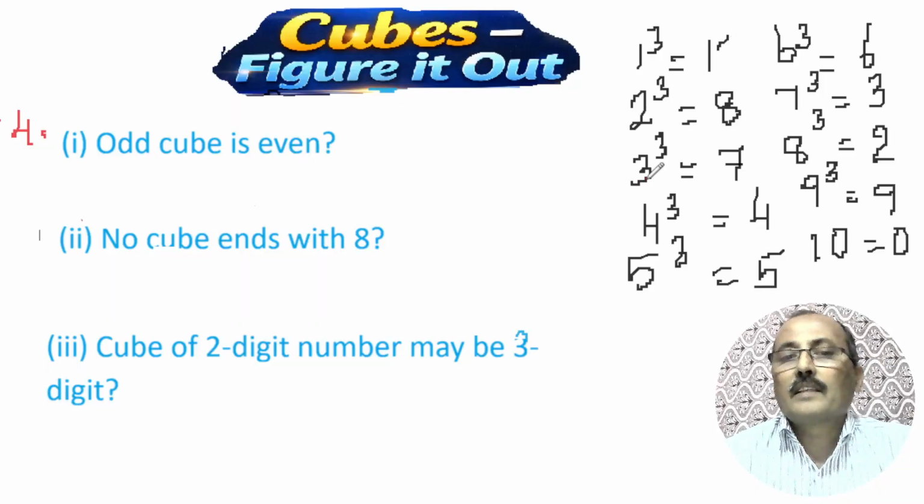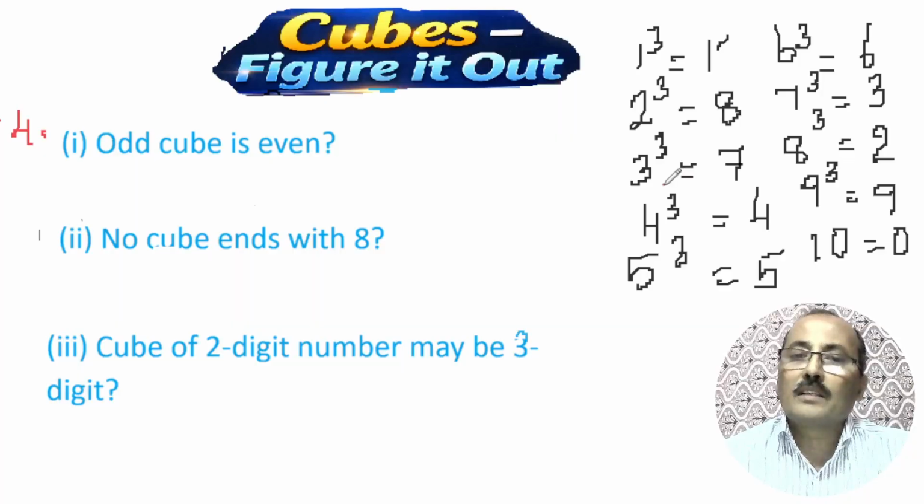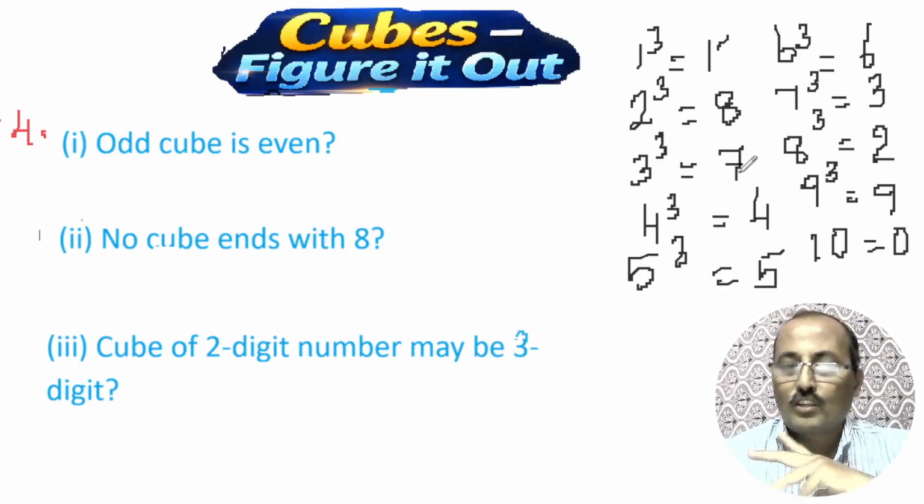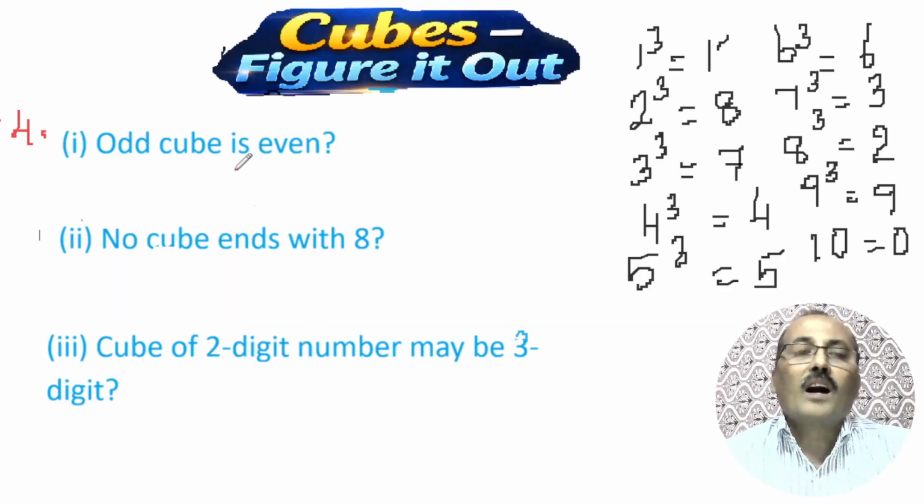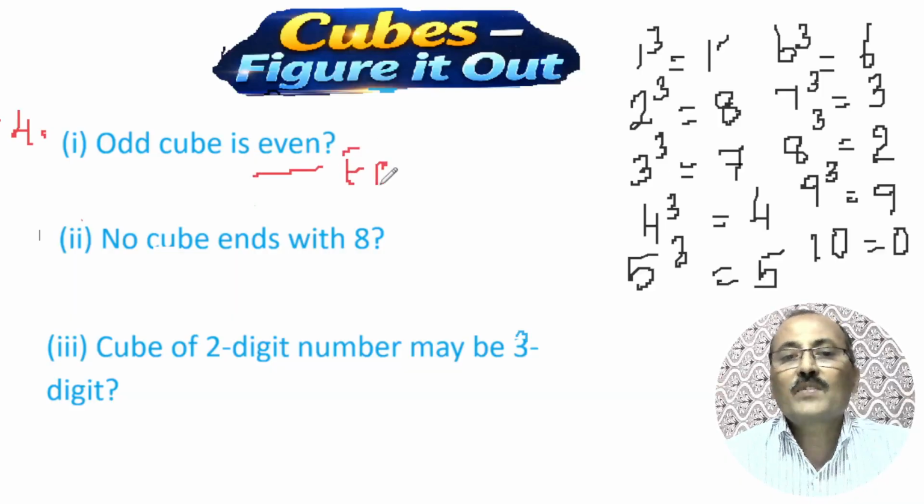The cube of 1 ends in 1, 3 in 7, 5 in 5, 7 in 3, 9 in 9. That's all for the 5 odd numbers, and it is going to be repeated. 21 cube will end in 1, 23 cube will end in 7 only. Therefore, odd cube is even is false. That's all, simple.